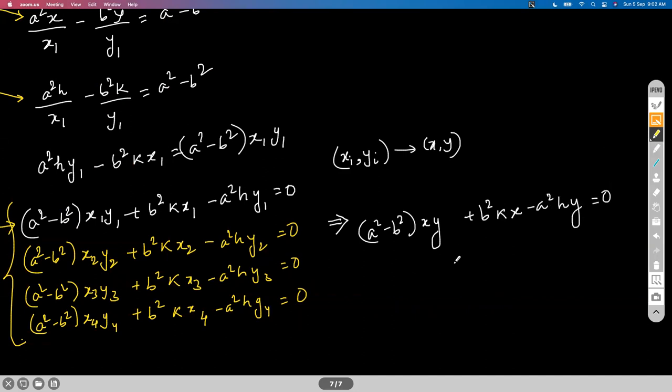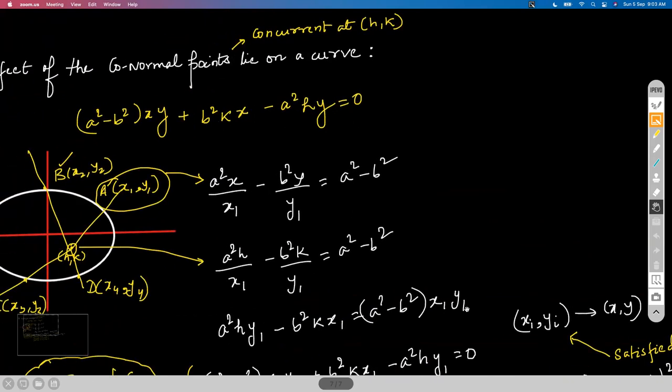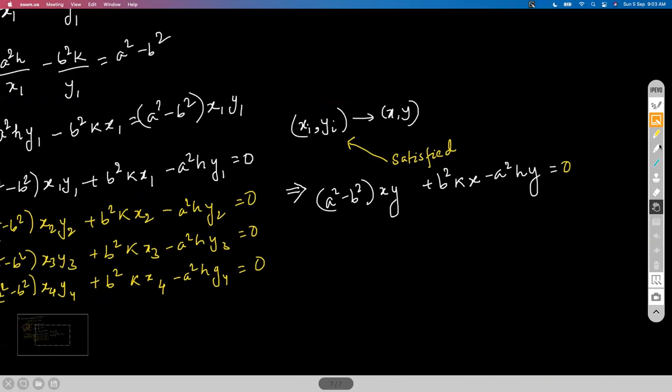So this equation will be satisfied by, let me write it here, all these points, which are your feet of the normal. Correct? And this is the equation that we are basically asked to prove over here. So the feet of the co-normal points, or you can say the coordinates of the co-normal points, or the feet of the concurrent normals to an ellipse, they will pass through this curve. Okay. So this itself can come as a question to you in your competitive exams.